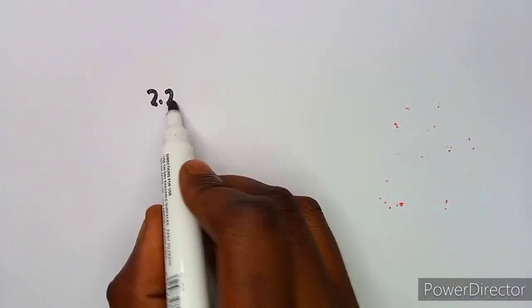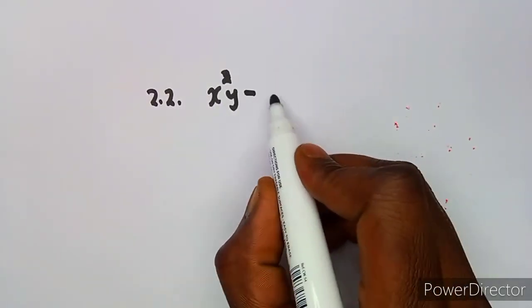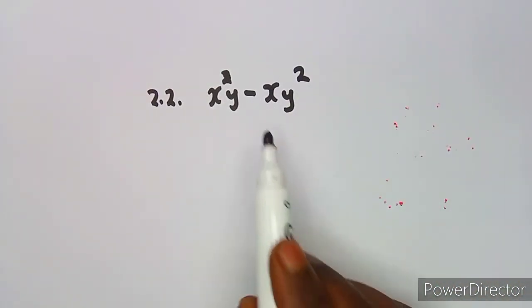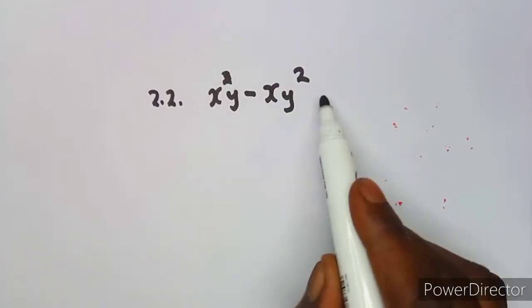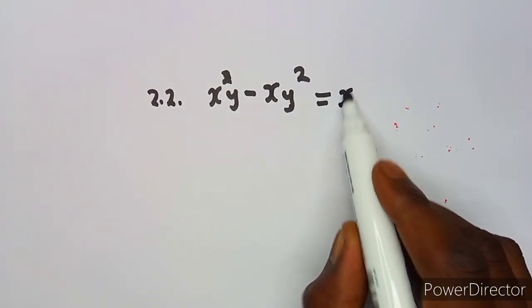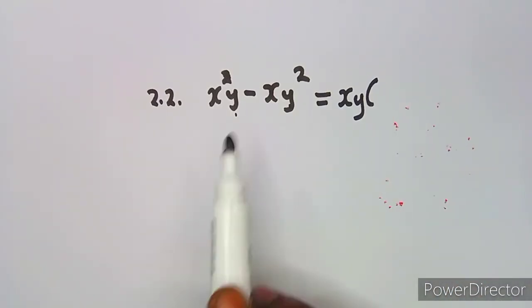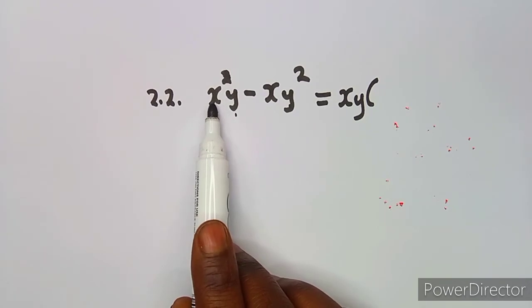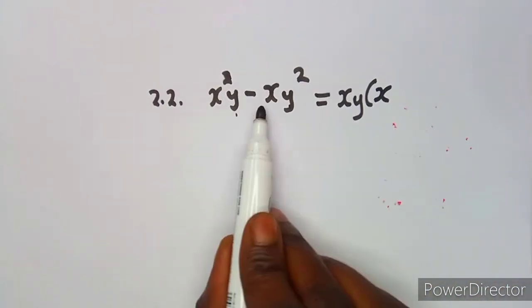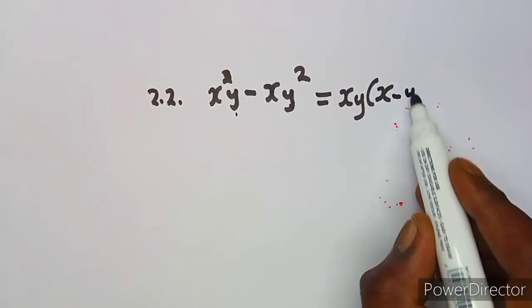That is on 2.2. So the first one was x squared y minus xy squared. So that is the first expression that we're given here. Just like usual, guys, we cross check what is common here. x is common, y is common, so we take the smallest exponent, which is x and y. So you're going to factor out xy like this. Let's divide: x squared y divided by xy, you're going to be left with x. Then this time y and y will cancel, so you're going to be left with y. So it's going to be x minus y, like this.